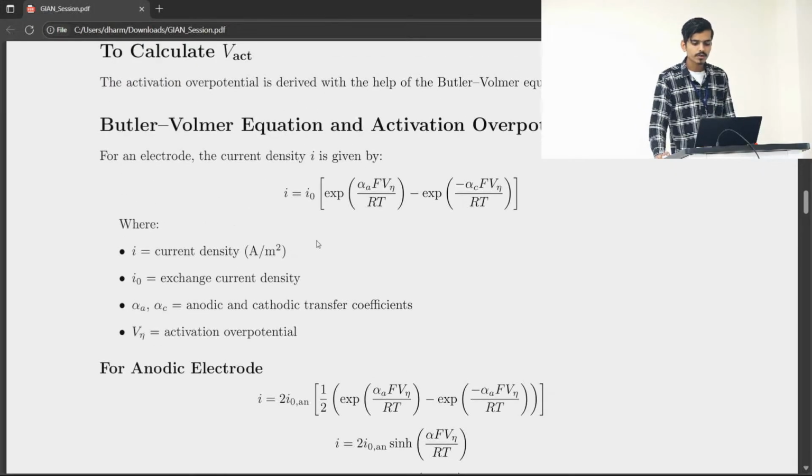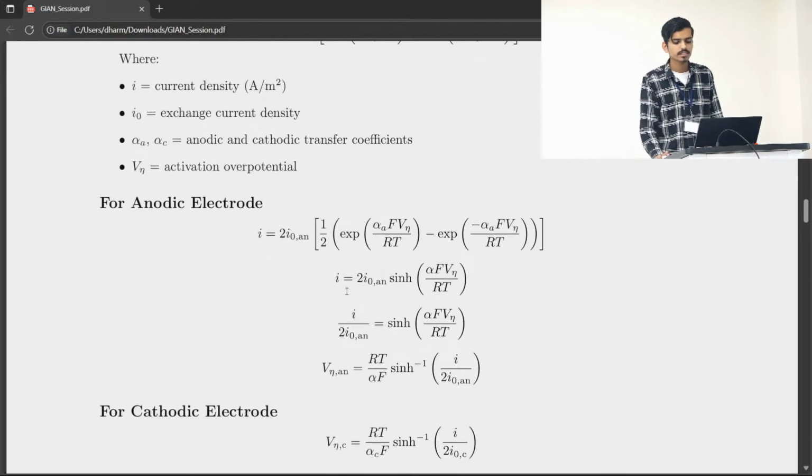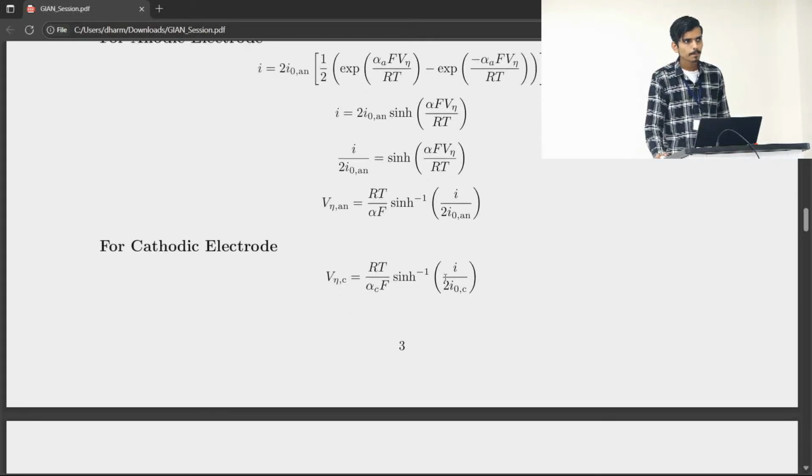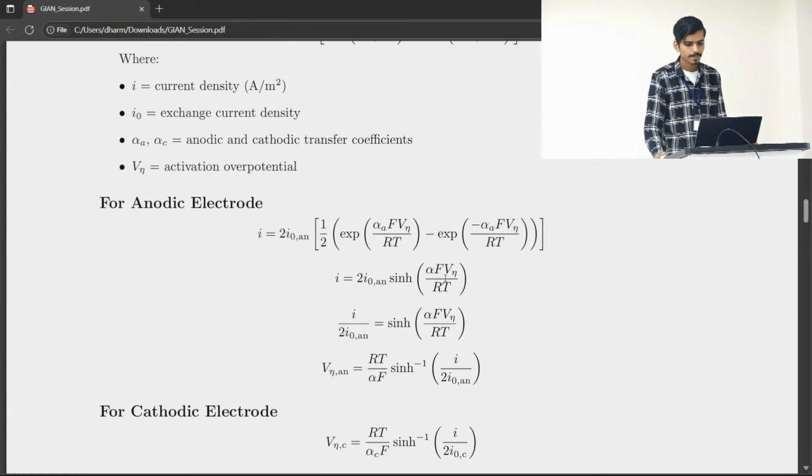So now we require the value of this V neta. That's why we simplify this equation, and in the end we get V neta anodic equal to RT by alpha F times sinh inverse of I by 2 I naught anodic charge transfer. So I hope you see how we get from the exponential to sine hyperbolic in the formula, right?